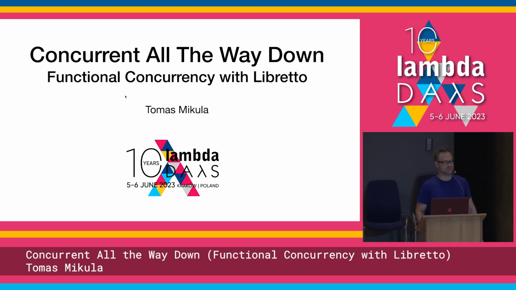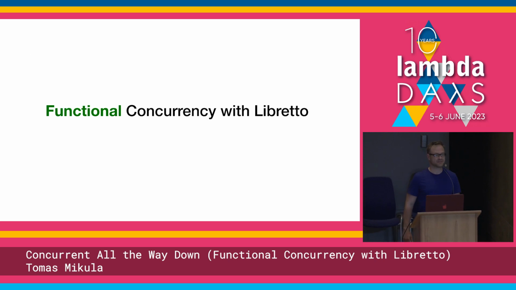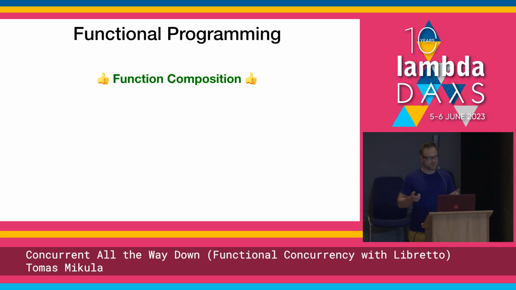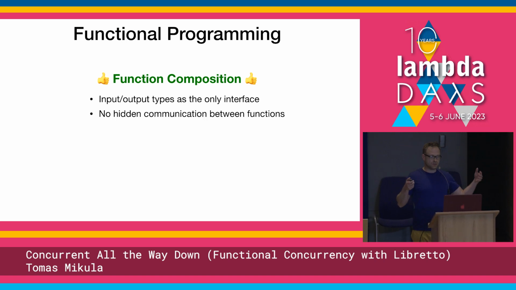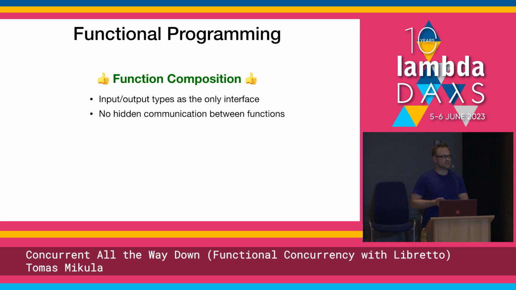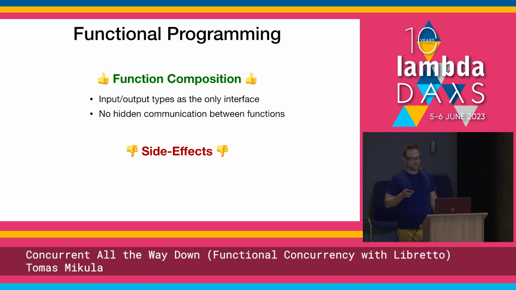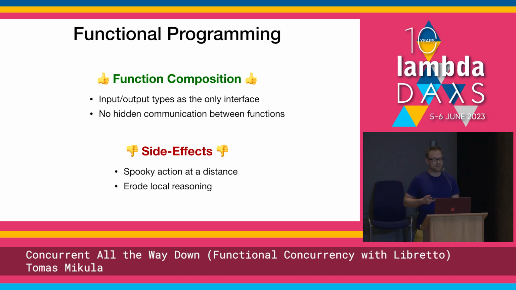I'm going to talk about concurrency, specifically functional concurrency, with emphasis on the word functional. At first, what is it that we like about functional programming? We like composing functions, ideally pure functions where the input and output types are the only interface of a function to the external world. No hidden channels of communication. On the other hand, what we really don't like are side effects. And that is because side effects make it hard to reason about code.